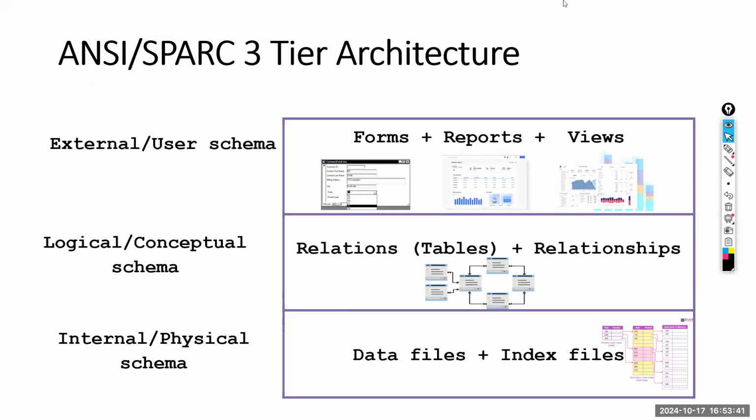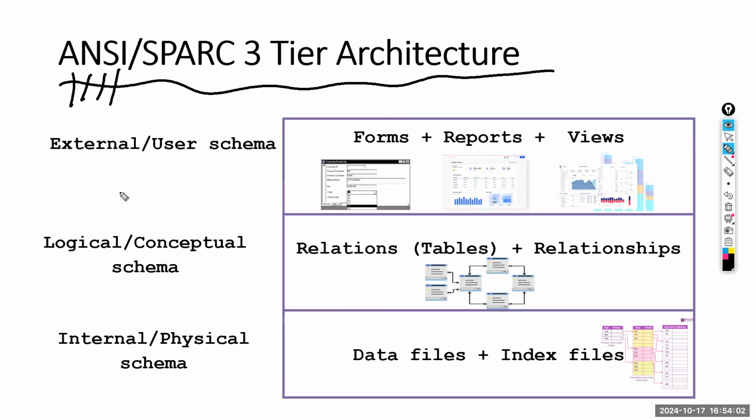So finally, we need a way to look at databases, especially relational database management systems. The architecture is called the ANSI SPARC 3-tier architecture. ANSI stands for American National Standards Institute.